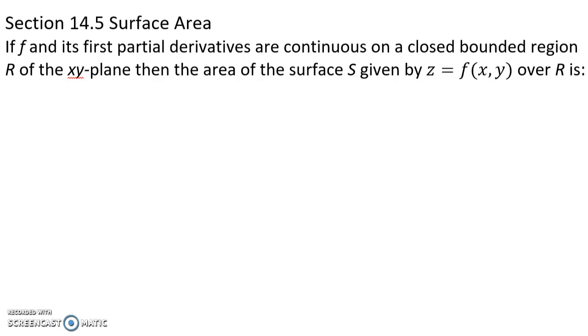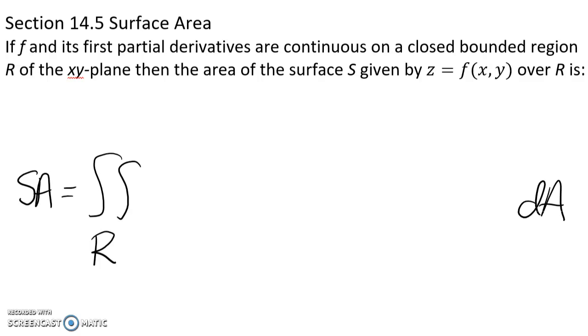So it says if f and its first partial derivatives are continuous on a closed bounded region R of the xy plane, then the area of the surface S, which is given by z equals f of x y over R, is, we're going to get a formula for surface area. We're going to integrate over that region R. So we're going to do the double integral with respect to area. So we'll have a dA.